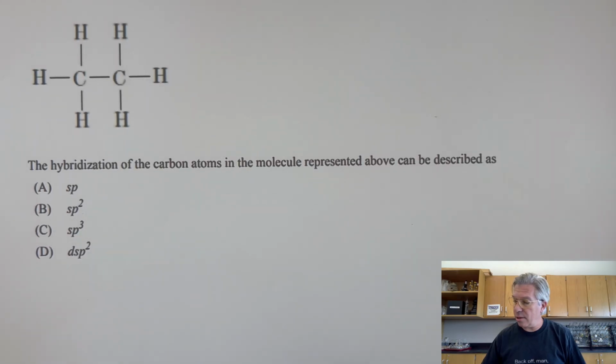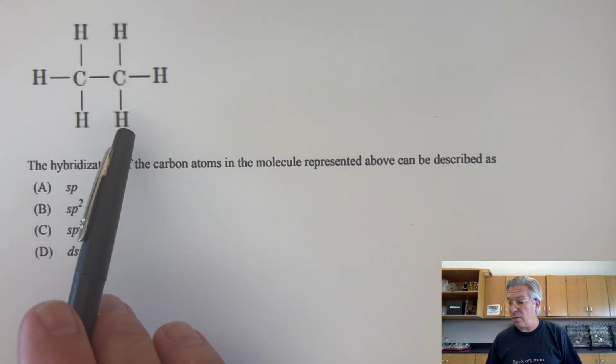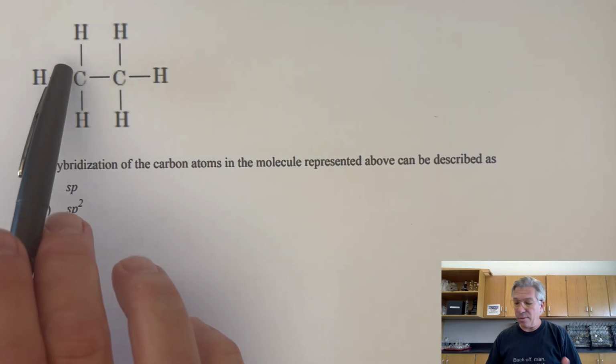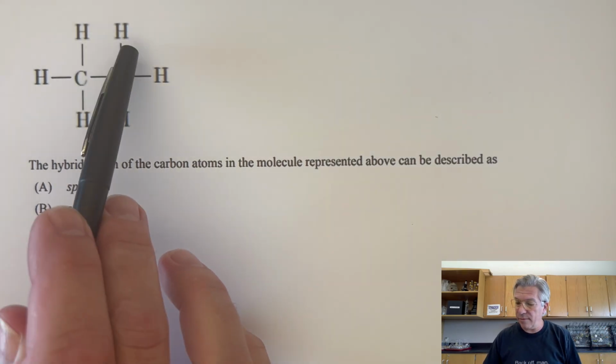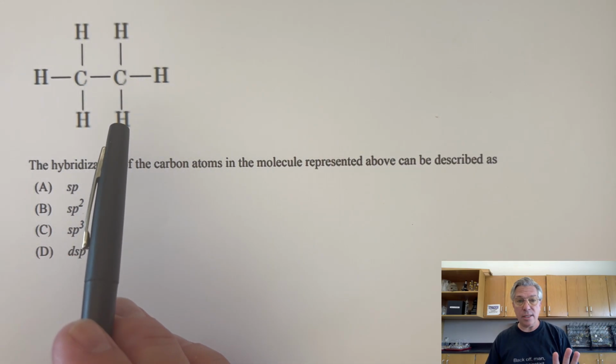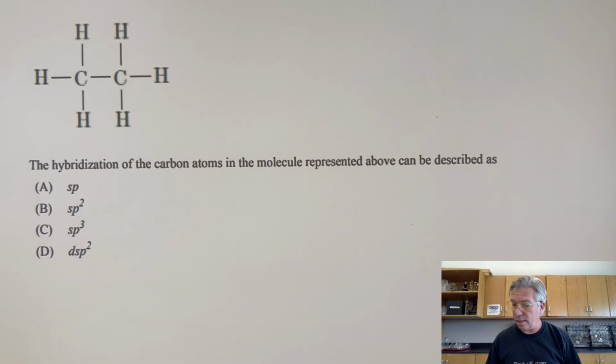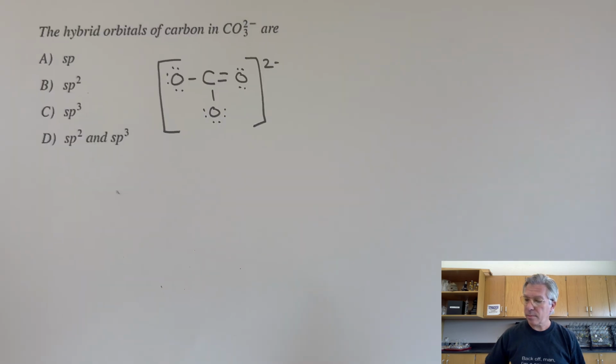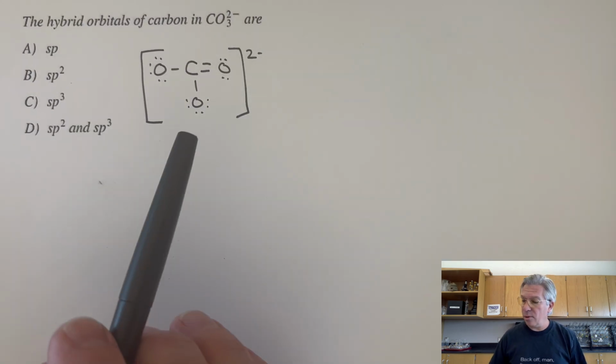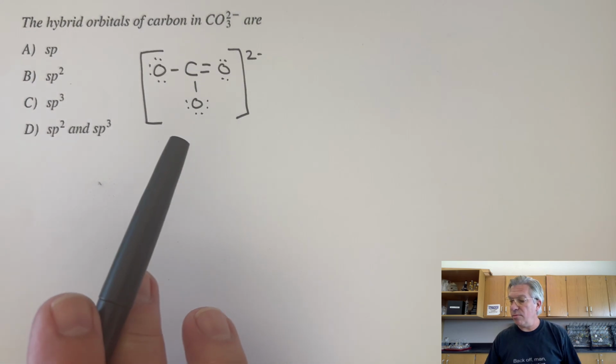Here we have another one. The hybridization of the carbon atoms in the molecule represented above can be described as, here, this is the other way again. So 1, 2, 3, 4, they're both the same with 4 bonds each. That means we're going to need an s and all 3 p orbitals, so that's sp3. Once you kind of have your system down, these go pretty quickly. Now this one, it says the hybrid orbitals of the carbon in CO3 2- are.